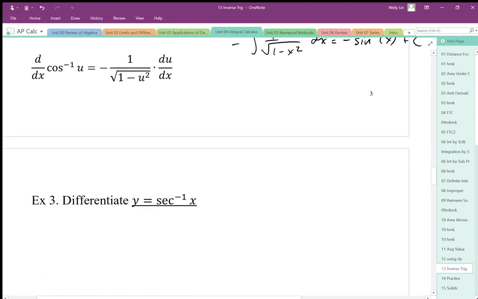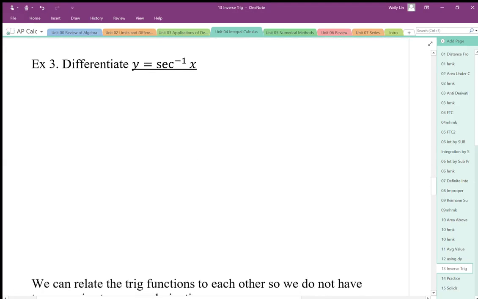Okay, when we get to secant, we can do the exact same thing. This one's a little bit harder actually. We're going to end up with x equals secant y. We're going to write in the opposite form using secant instead of arcsecant. We end up with 1 equals, the derivative of secant is secant y tan y.